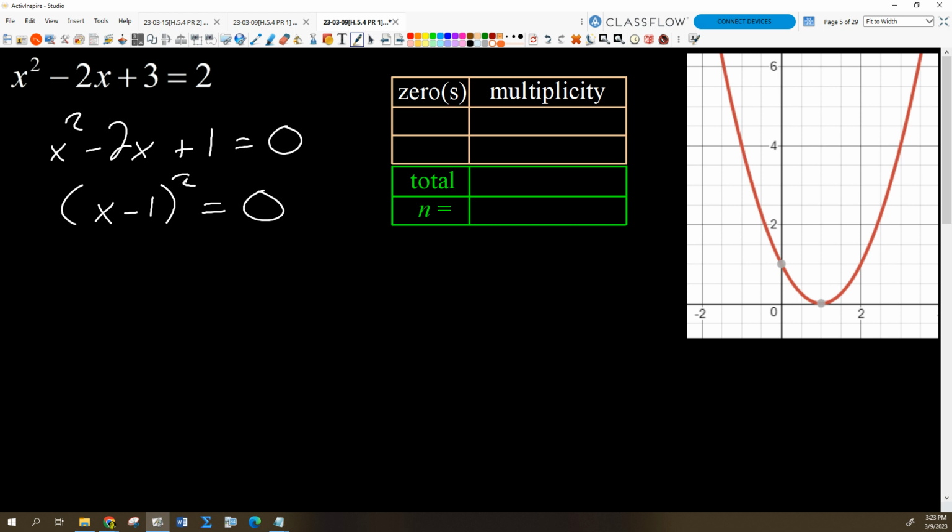Square root. That's going to give me x minus 1 equals plus or minus the square root of 0. Well, what's that? 0. Okay. Last step, add 1. So I get x equals 1. What's the degree of this polynomial? 2. Okay, and I got x equals 1 is my only 0.